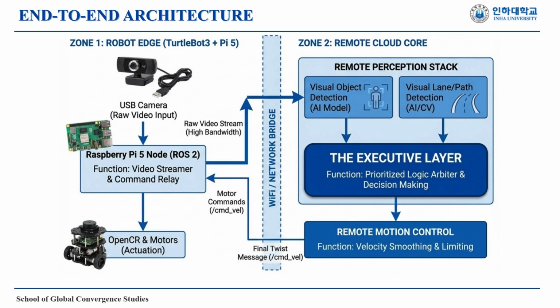This is basically our end-to-end architecture. We're getting a video input through our cameras into the Raspberry Pi, and then forwarding these videos to our remote cloud core, or sometimes our own desktops. Here there's a perception stack. After getting the outputs from the perception stack, we have the execution layer and then remote motion control. All of this is fed back to our Raspberry Pi to control the Turtlebot.